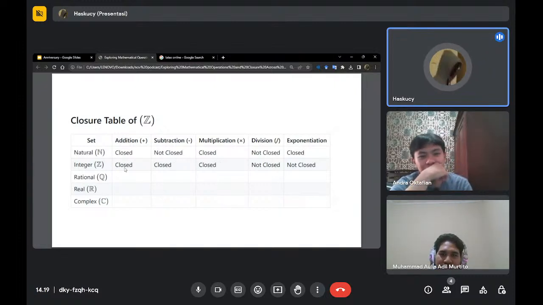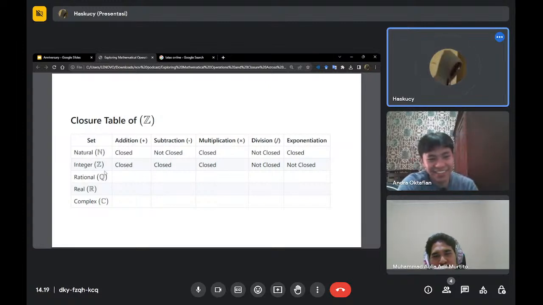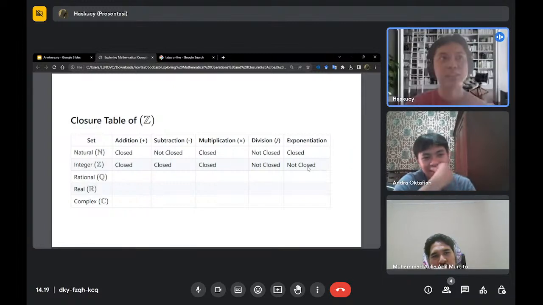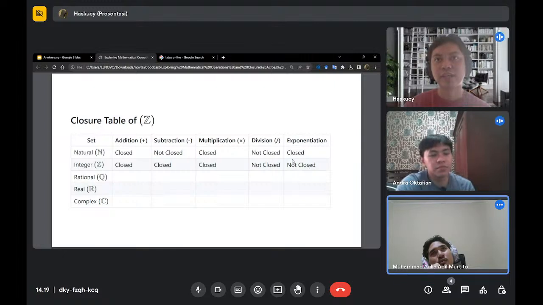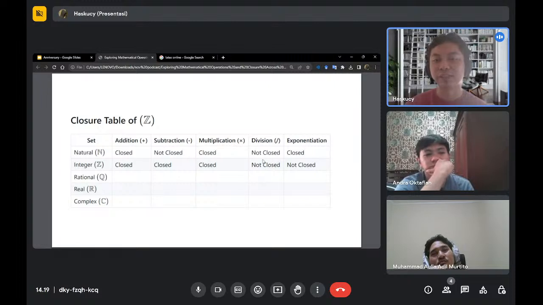Now integers. I want to quiz you, but I guess the cat's out of the bag. So integer is close, close, close. However, division is not close. Exponentiation is not close. Why? I mean, division is kind of easy, right? You can give me some example why division is not close.